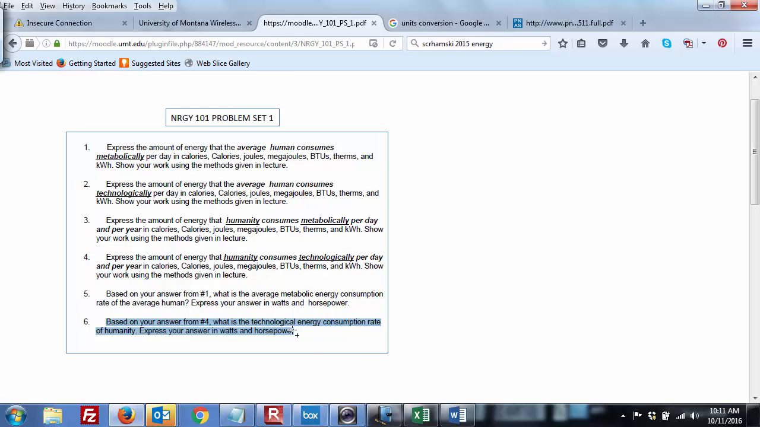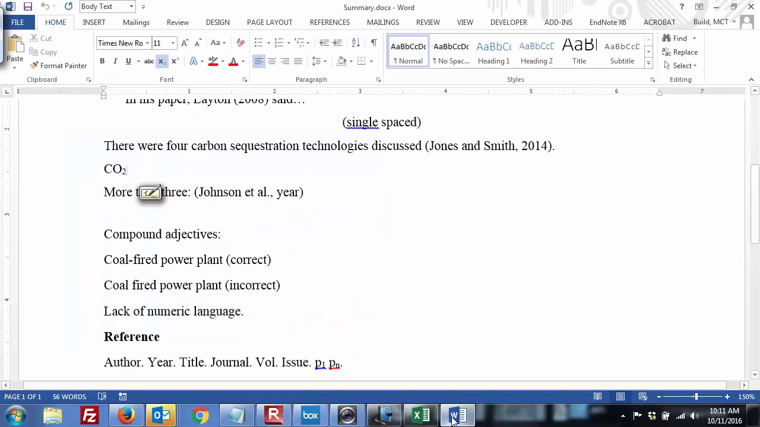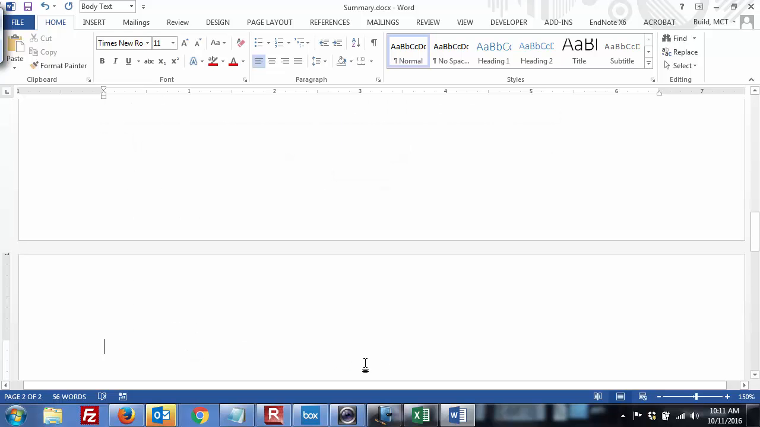So that's problem set 1. And again, be quantitative. It's not that difficult in Microsoft Word to write out equations.